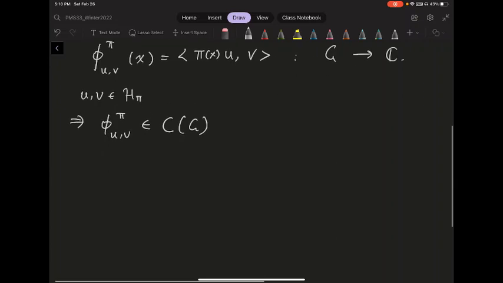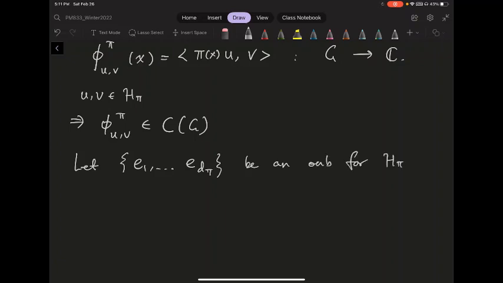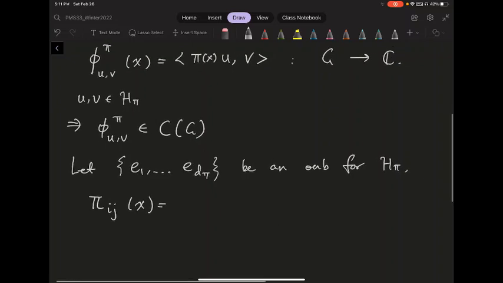All right, and one particular kind of matrix coefficient is the following. Think about H pi being a finite dimensional space, so suppose we fix some orthonormal basis, let's say E1 to E d pi, be an orthonormal basis for your finite dimensional space H pi. I will use the notation pi ij of x, which is essentially equal to phi of ej with ei. In other words, this is essentially pi of x applied to ej, and then you take the inner product with ei.